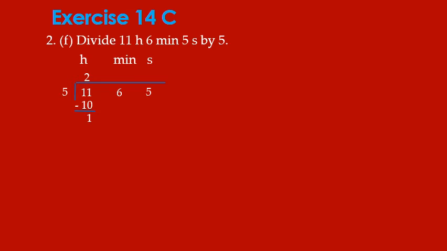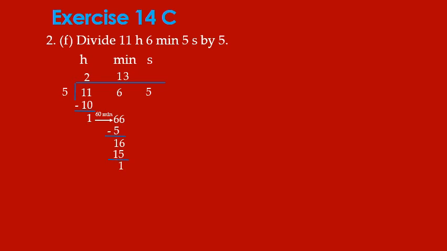Now this 1 hour will go to the minute section, but first we have to convert this 1 hour to minutes. So 1 hour is equal to 60 minutes. So now the 60 minutes will get added to 6 minutes. And what do we get? We get 66 minutes. And now we will divide 66 minutes by 5. 5 ones are 5. 6 minus 5 is 1. 6 carried down, 16. 5 threes are 15. 16 minus 15 is equal to 1.